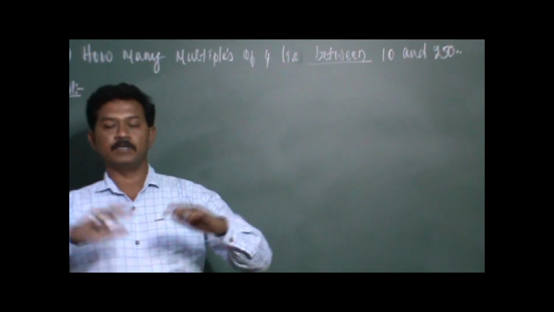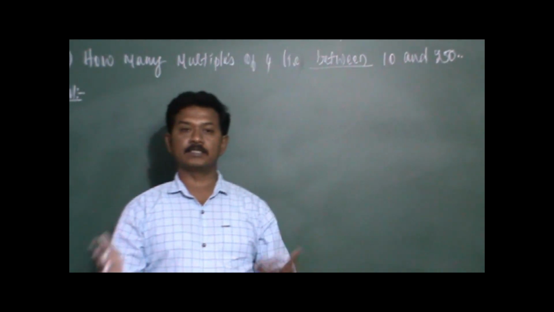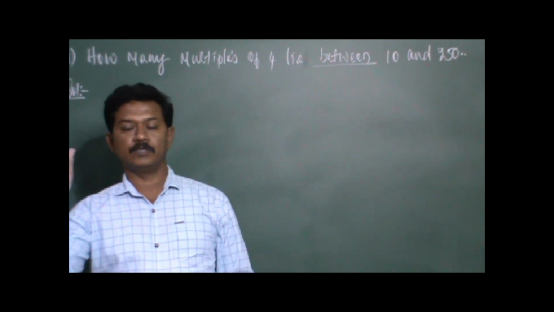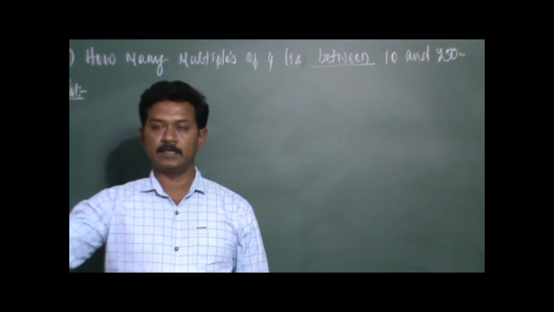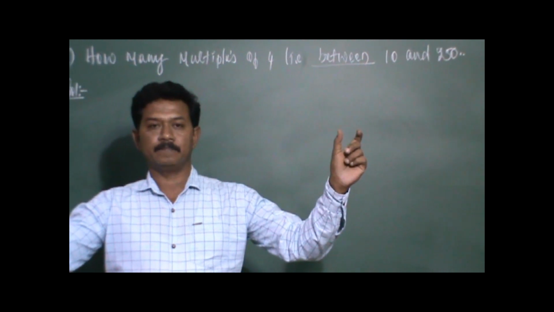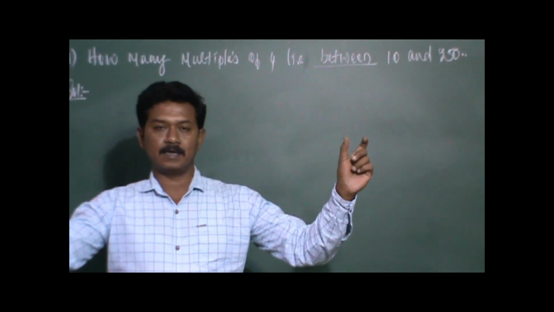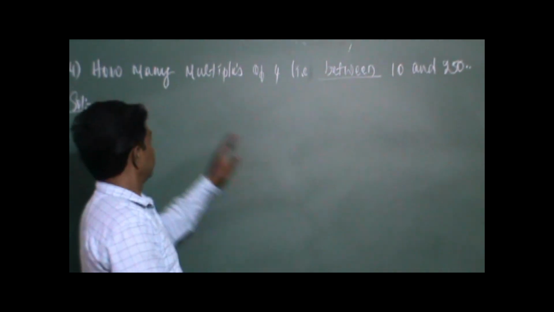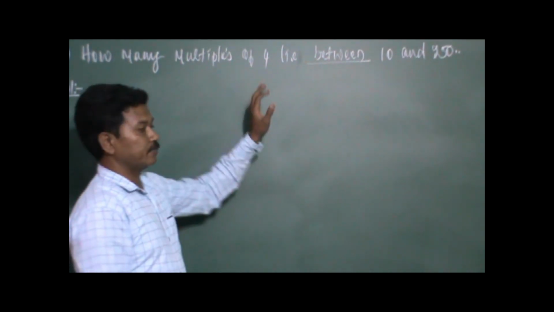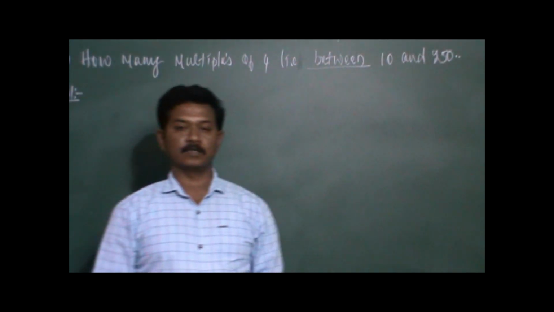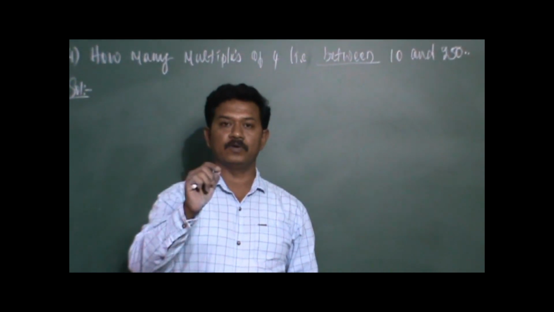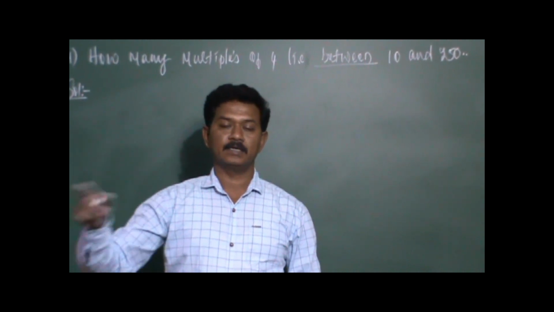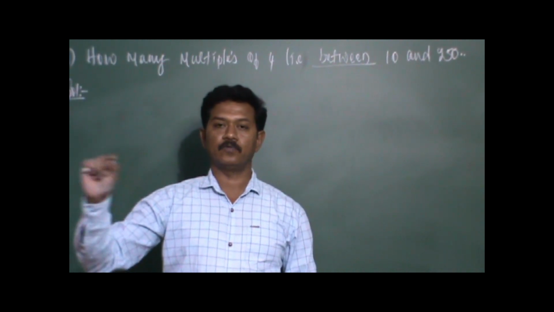Here he has not mentioned either 2-digit numbers or 3-digit numbers or even or odd, nothing like that. He has just given you two extremes, one is 10, another is 250. So now between 10 and 250, how many multiples of 4 are present? He is asking the question. How many multiples of 4 in the sense 4 one time is 4, 4 two times is 8, 4 three times is 12, 4 four times is 16.